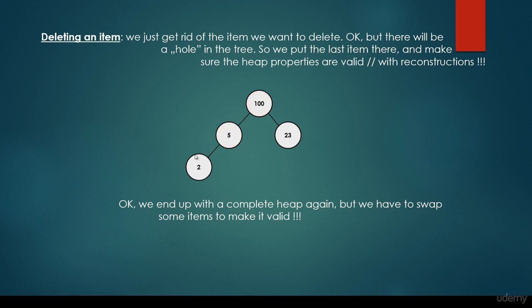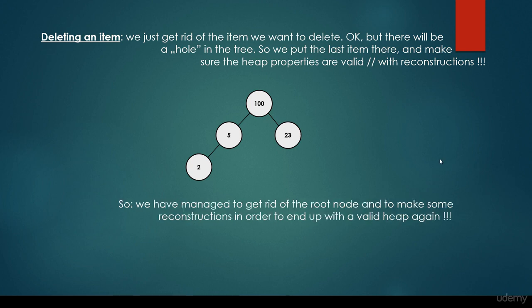Okay, and after the swap operation, it's going to be a valid maximum heap, because here the parent is 100, all the children are smaller than the parent. If we are considering this subtree, then the parent is 5, the left child is 2, so the parent is greater again. So, it is a valid heap. So we have managed to get rid of the root node and to make some reconstructions in order to end up with a valid heap again.